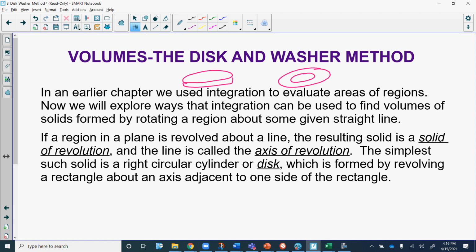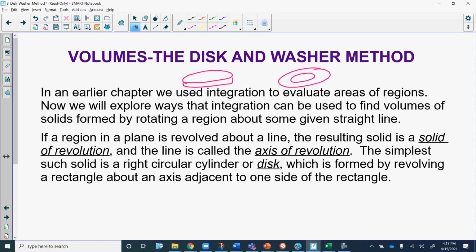Earlier we used integration to evaluate areas of regions. Well, yeah, that would be just general integration, the area under the curve, fundamental theorem of calculus. Now we're going to look at integration to find volumes of solids. Well, we've already done a little bit of that. Formed by rotating a region around a given straight line. And for the time being, that's basically just going to be either the x or the y axis.